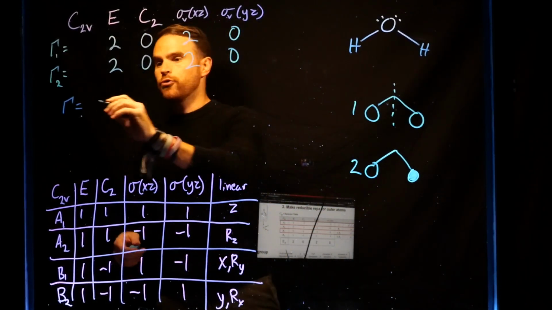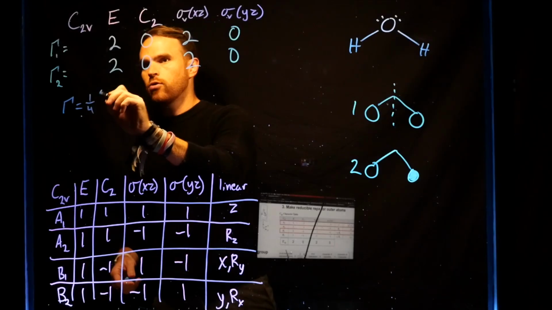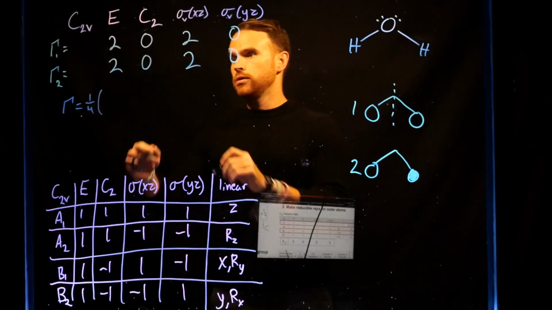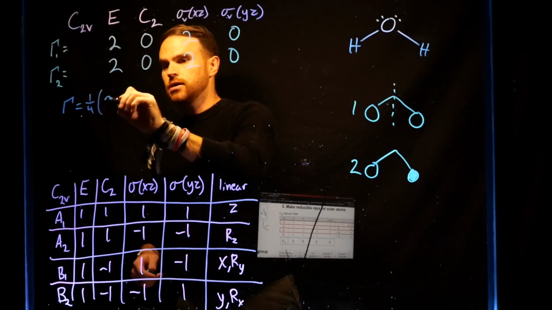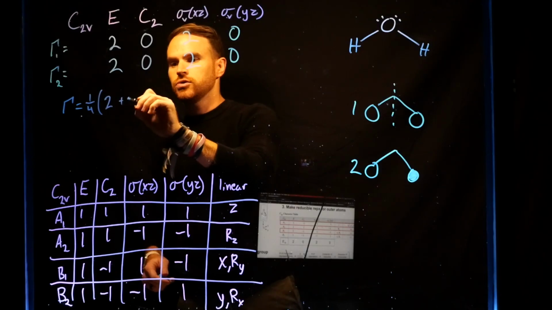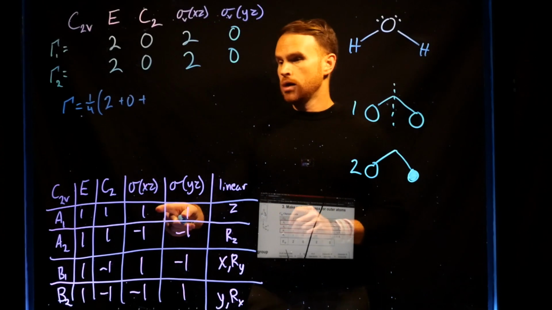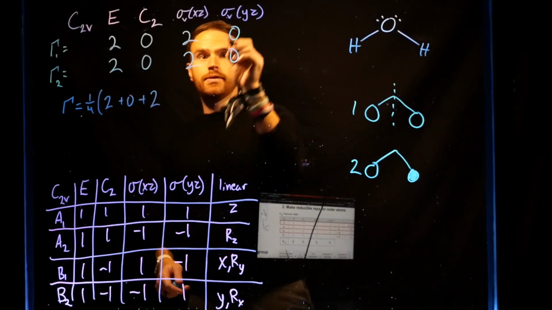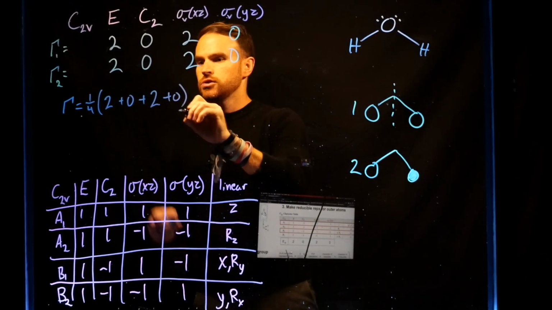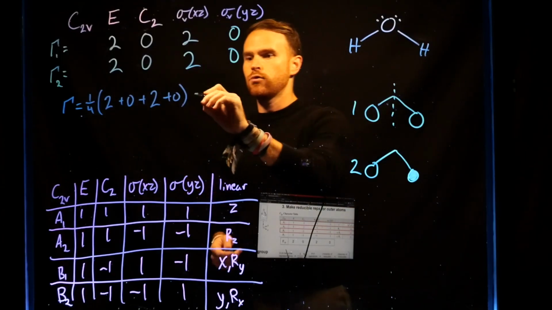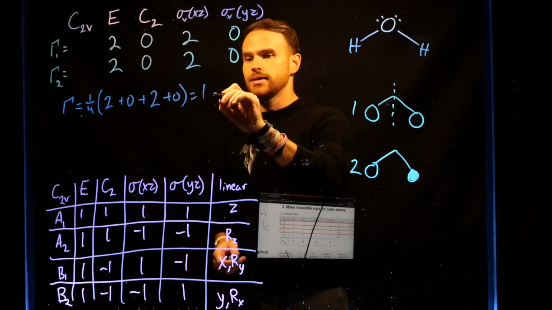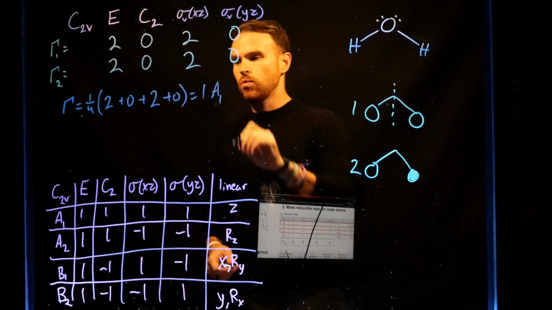I see that the order is 4, so 1 over 4. 2 times 1 times 1 is going to give us 2. The next one is 0, so I don't need to do any math for that. 1 times 2 times 1 is 2. And then this one is also going to be 0. So that 2 plus 2 is 4 divided by 4 is equal to 1. And that tells us that there is one A1.